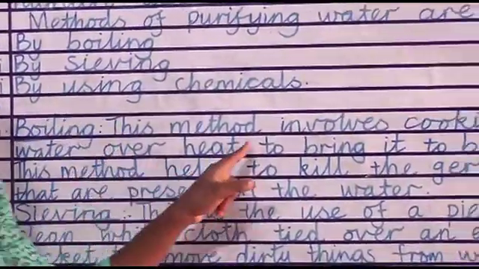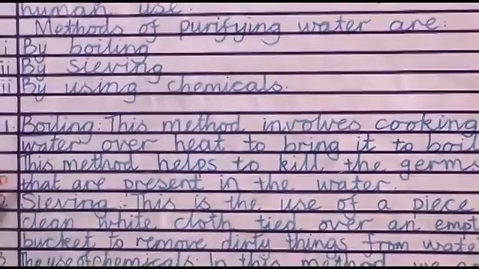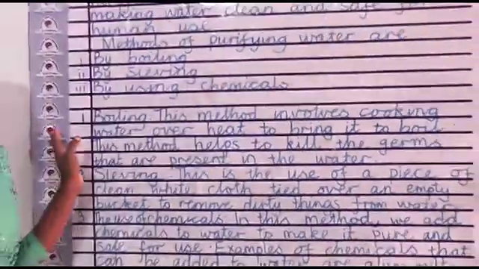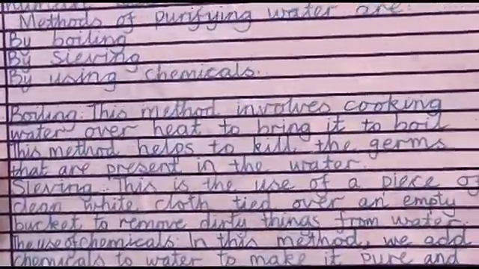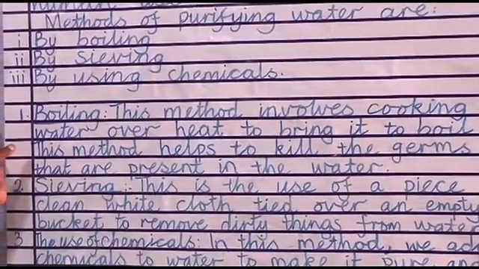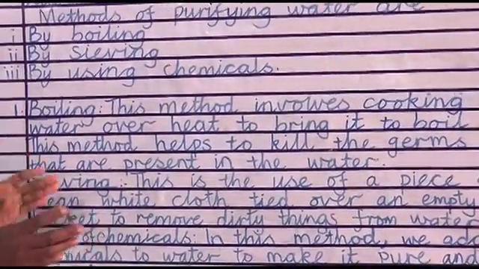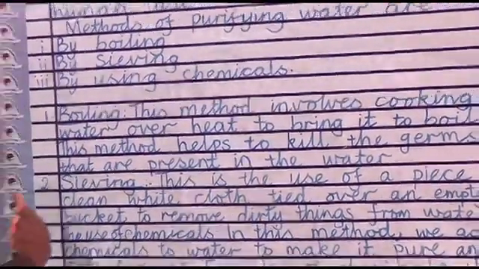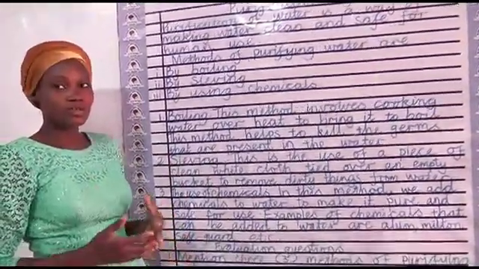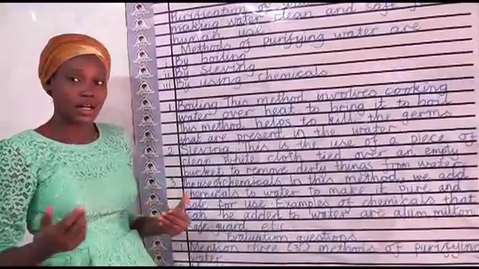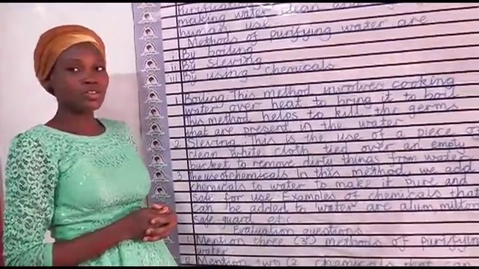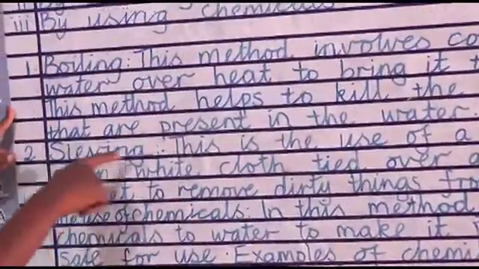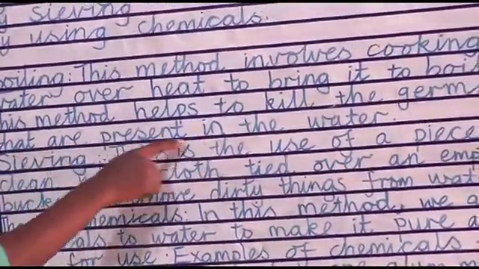Boiling, this method involves cooking the water over heat to bring it to boil. You cook the water over heat, maybe using your stove or your electric cooker, your gas cooker, for some minutes and allow the water to boil. Then you bring the water down, the dirt will go down to the bottom of the pot. Then you can now sieve. It becomes safe for use. Good. One of the advantages of this method is that it helps to kill the germs that are present in the water.